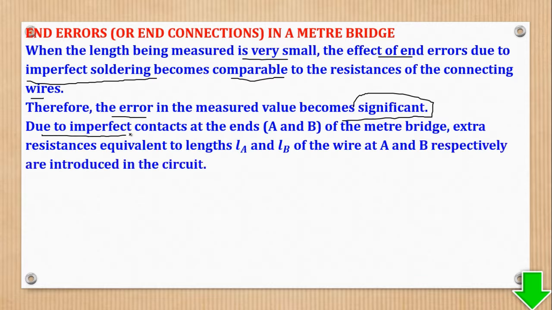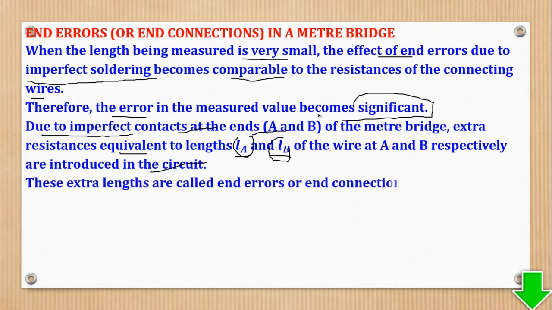So due to imperfect contacts at the ends A and B of the meter bridge, extra resistances equivalent to lengths LA and LB of the wire at A and B respectively are introduced in the wire. Because of this imperfect soldering, there will be an extra resistance due to this length LA and LB at the ends of the wires.